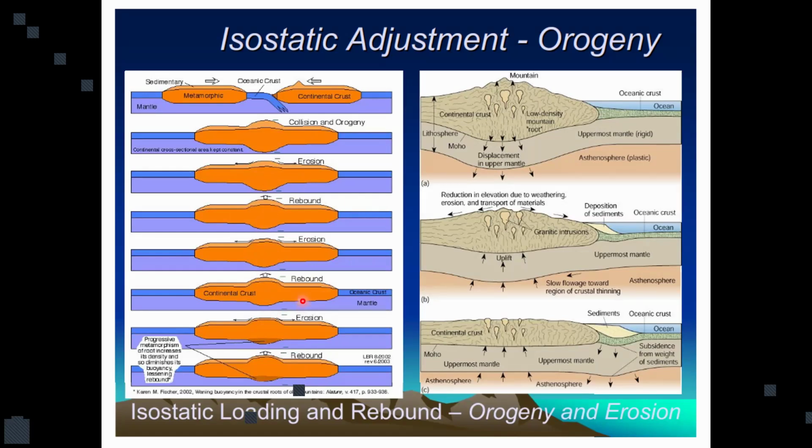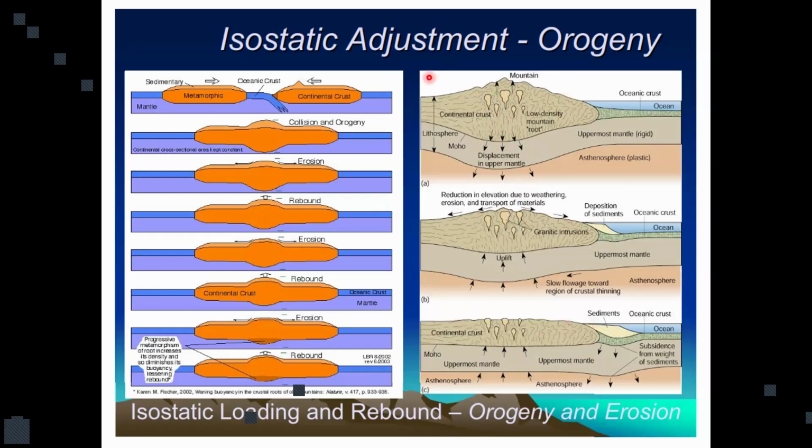So what we have here is a more pictorial representation of what is here. You have the mountains. As the mountain is sinking, you have displacement of the upper mantle. What is causing the mountain to sink is the intrusion you have here. That constitutes more load. When the mountain begins to erode, instead of sinking, it begins to rise until equilibrium is achieved.